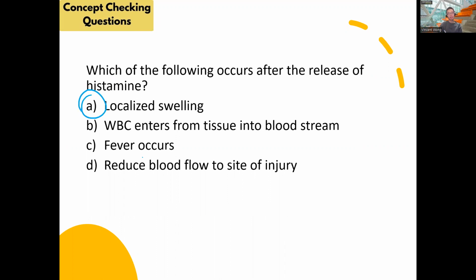That's the answer. Okay. White cells entering from the bloodstream to the tissue is the other way around, not from tissue to bloodstream. Nothing to do with fever. Reduce blood flow to the site of injury? No, it causes vasodilation, which increases blood flow to the site of injury. So the answer is localized swelling.